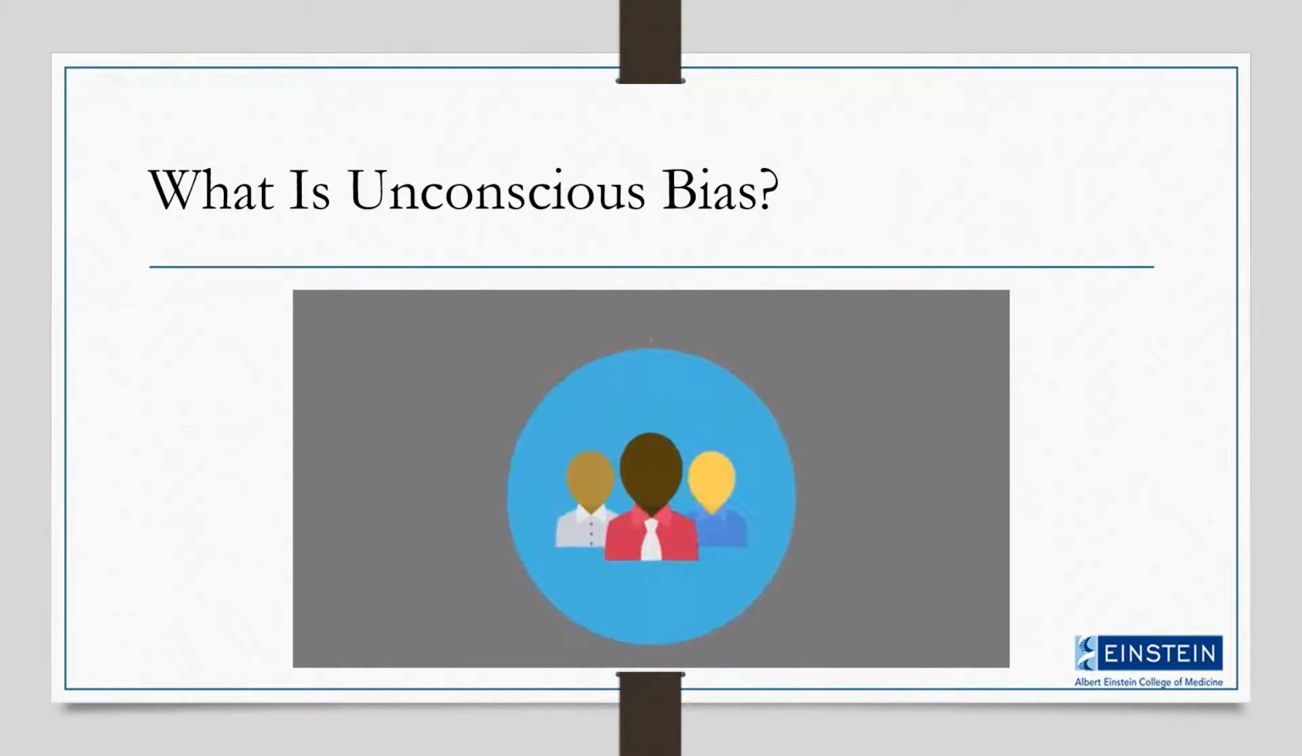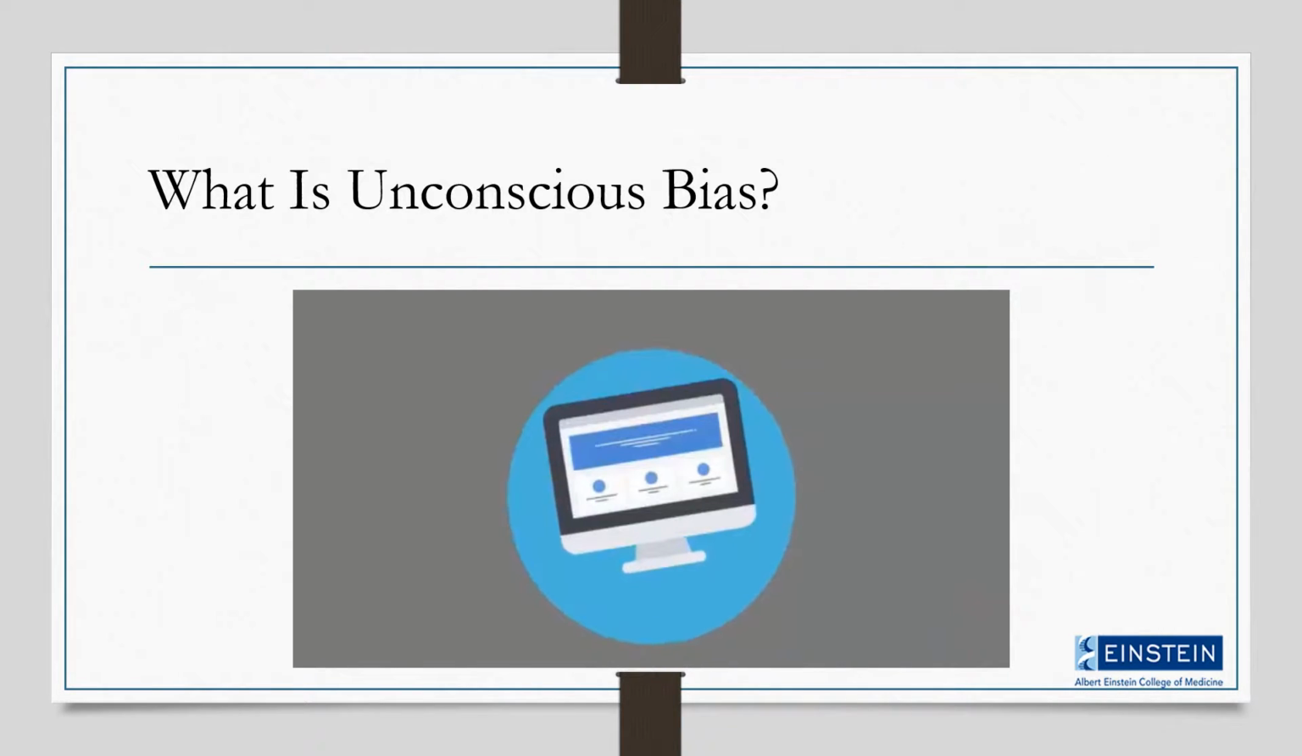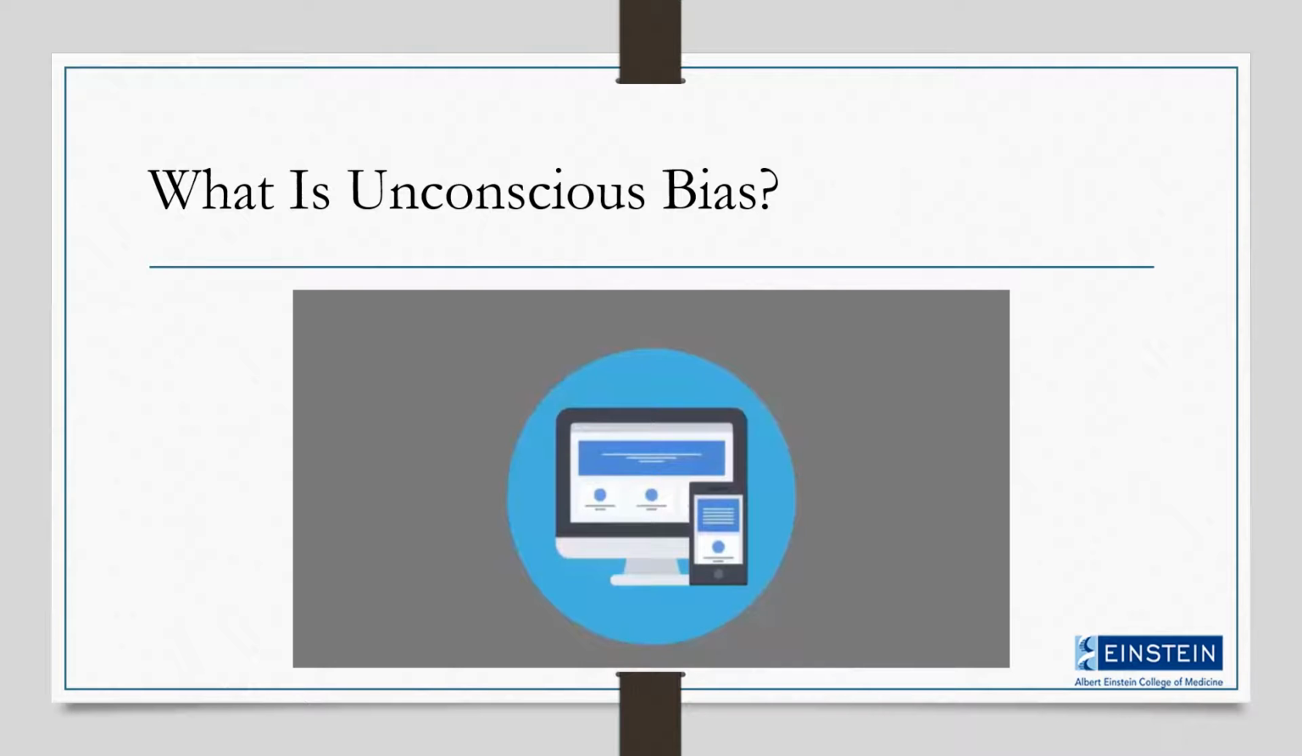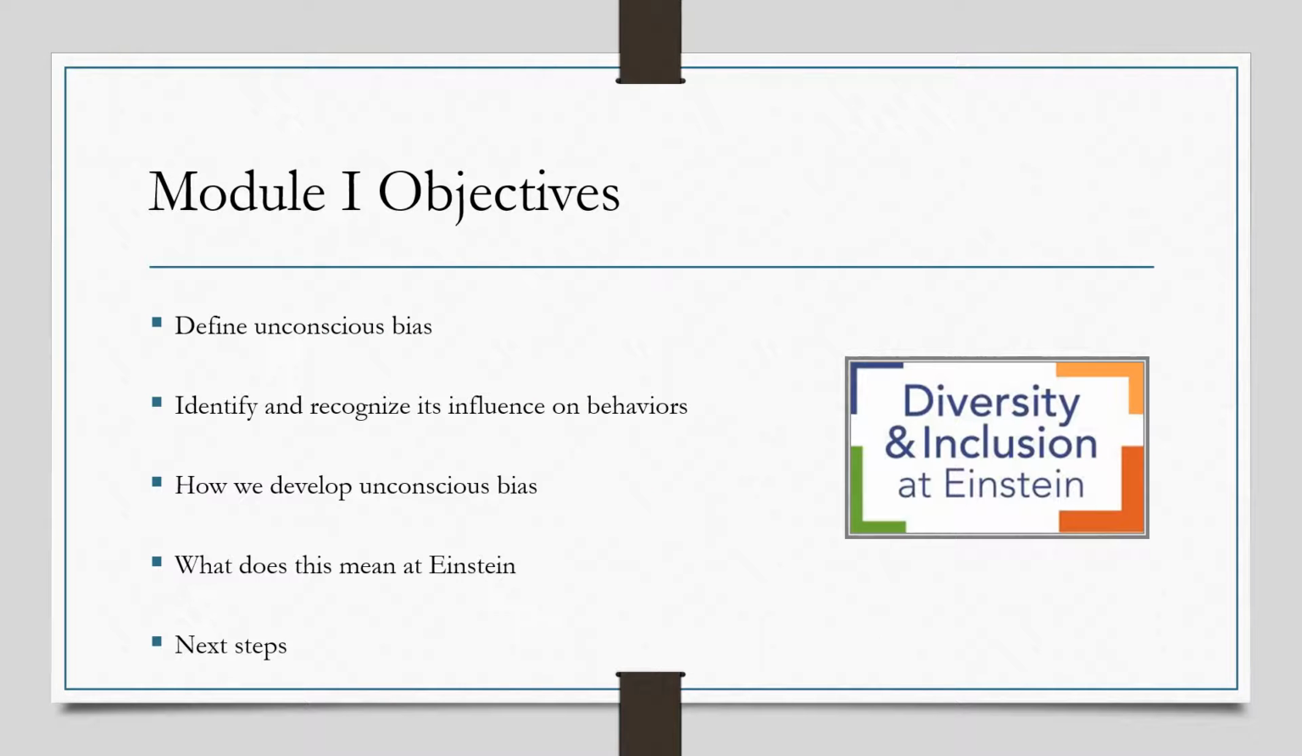This is not just a workplace topic. It applies generally to our ability to think critically and make really good decisions. And ultimately, that is what this course is about. During this module, we will discuss and review the following: learning objectives, defining unconscious bias, examples of unconscious bias in our daily interactions, how we develop unconscious bias in the first place, what this means to members of the Einstein community, and topics that will be covered in Module 2.